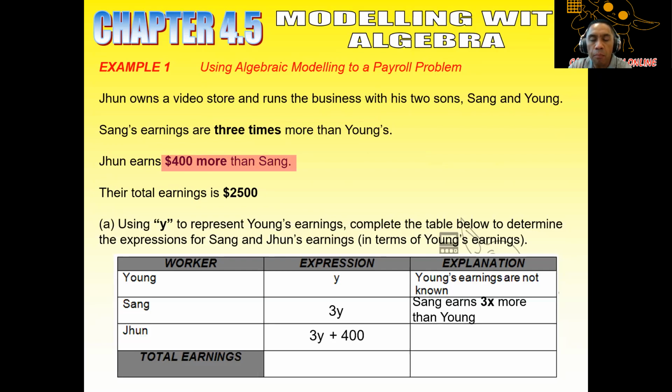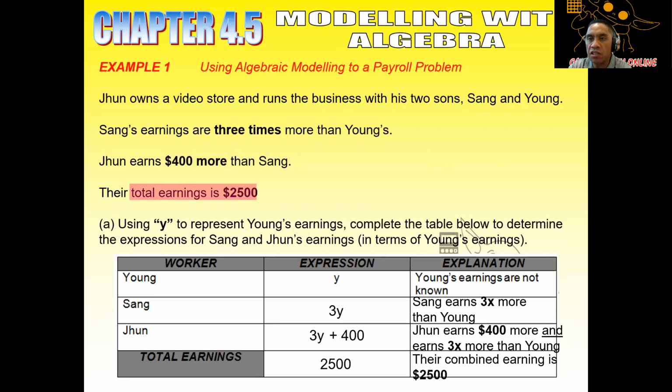The last line for the expression is their total, which is going to be 2,500. You'll notice the right-hand side for the explanation is just a way to verbally communicate what that expression means. Feel free to put in your own words so you can have a better understanding of what those expressions mean. Now, what we want to do is use the expressions to come up with an equation to help us solve not just for Y, but also to use that Y to determine the final answer for 3Y and then 3Y plus 400.